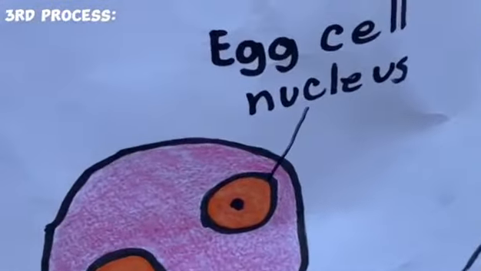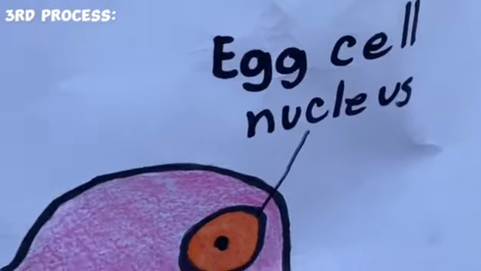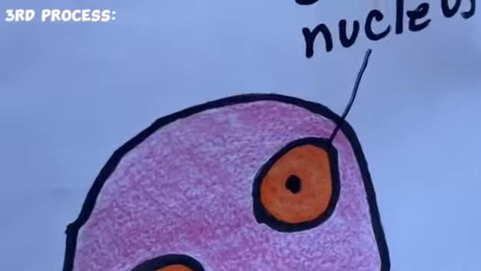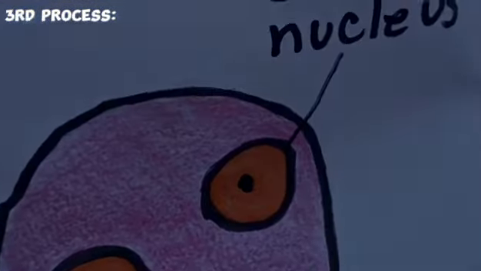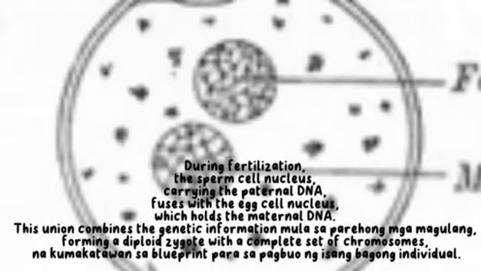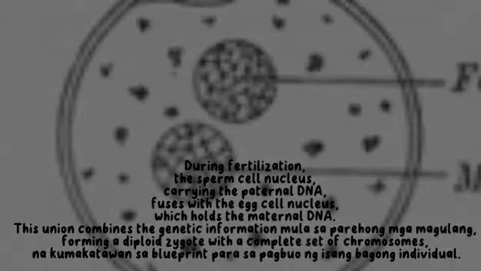The third process is the sperm cell and egg nucleus. Ang sperm cell nucleus at egg cell nucleus ay naglalaman ng kalahati ng genetic material na kailangan para makabuo ng kumpletong organismo. During fertilization, the sperm cell nucleus carrying the paternal DNA fuses with the egg cell nucleus, which holds the maternal DNA. This union combines the genetic information mula sa parehong mga magulang, forming a diploid zygote with a complete set of chromosomes na kumakatawan sa blueprint para sa pagbuo ng isang bagong individual.